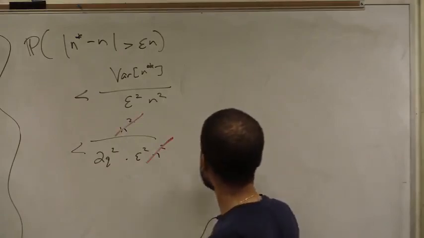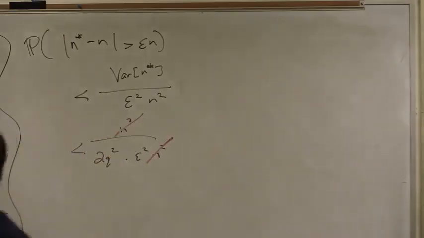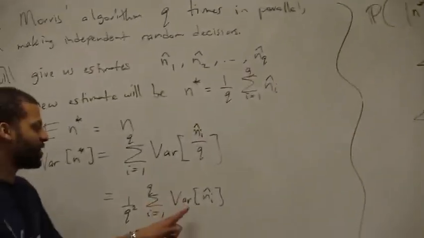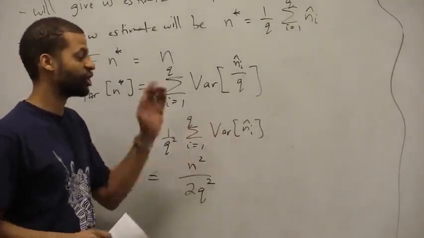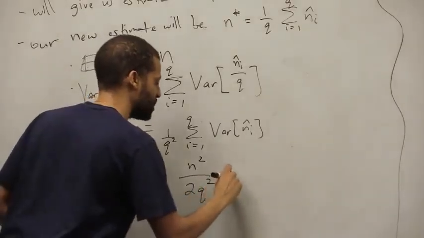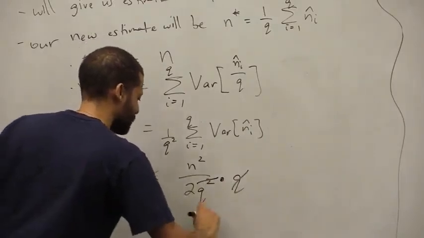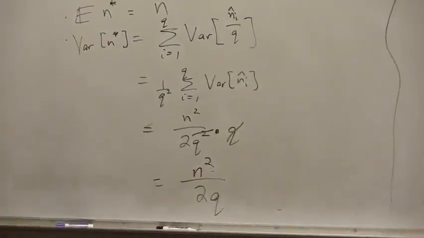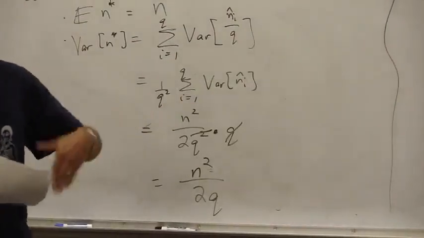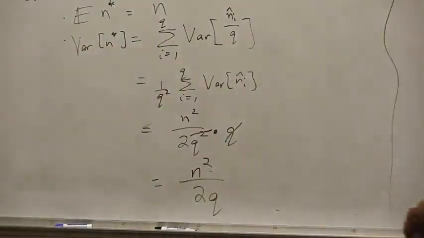I just realized something: I have a 1 over q squared here, but I'm summing up these variances q times. So it's variance of n1 hat plus variance of n2 hat plus variance of n3 hat. There are q of them, so I should have multiplied this by q. So this q cancels that squared, and this is actually equal to n squared over 2q. If I average q copies, I decrease the variance by a factor of q, not q squared.